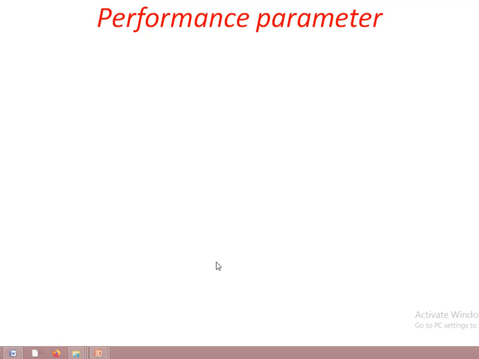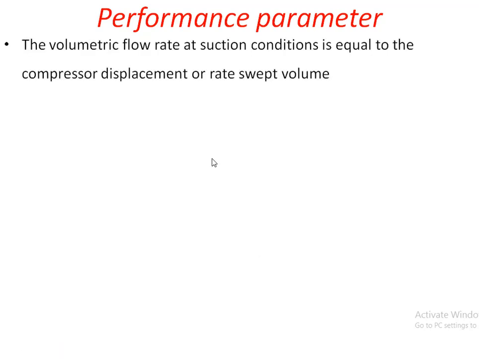Let's look at the important performance parameters of an ideal compressor. The first one is volumetric flow rate. The volumetric flow rate of the compressor is a very important parameter, because it tells us the quantity of air that is getting compressed, or the quantity of air that is available for us. The volumetric flow rate at the suction condition is equal to the compressor displacement, or the rate of swept volume. So for an ideal compressor, the volumetric flow rate is equal to the displacement rate, or the rate of swept volume.